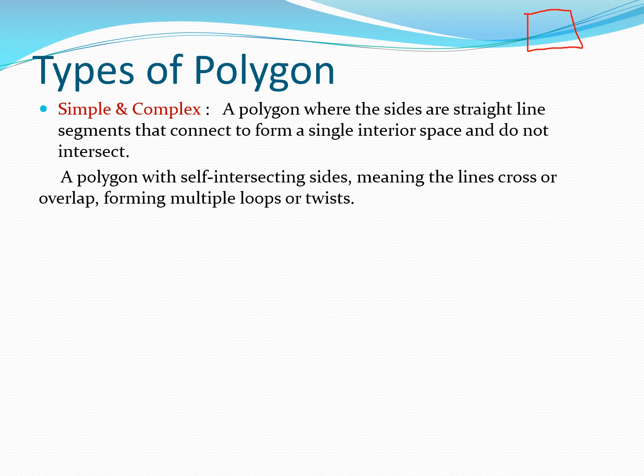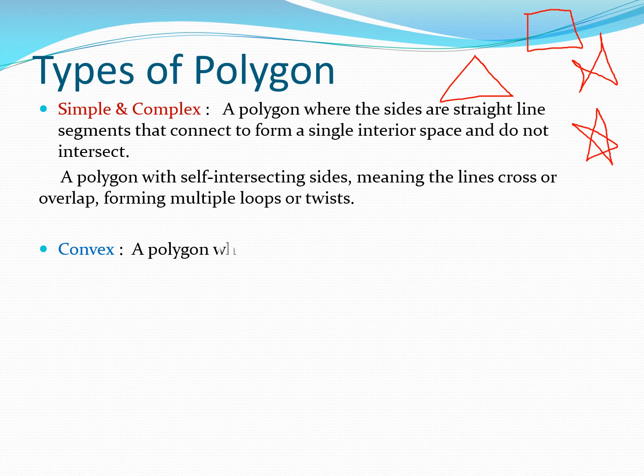What is a complex polygon? In a complex polygon, the lines are intersecting and making a polygon. This is also a polygon. This is the difference between simple and complex. In simple, the straight lines form the polygon and do not intersect each other. In complex, they are intersecting. Self-intersecting sides mean the lines cross or overlap, forming multiple loops or a twist. This is called a complex polygon.